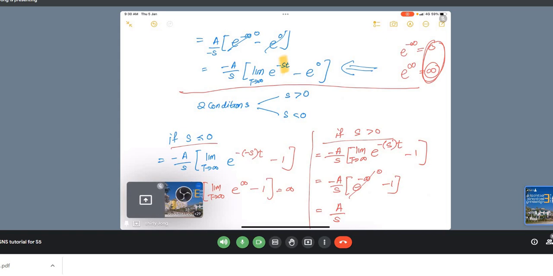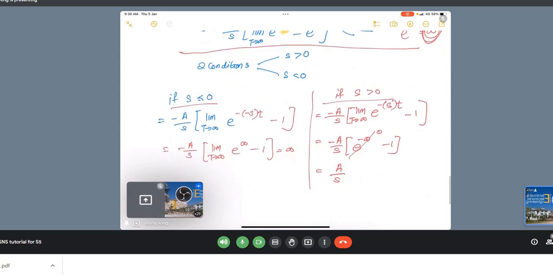That's why you need to test the two conditions, either the s here is more than 0 or less than 0. That's why I said if s less than 0, it means the negative s. Am I right? Yes, okay.